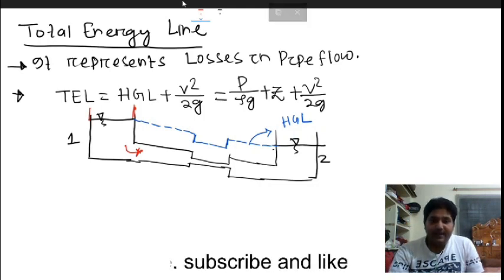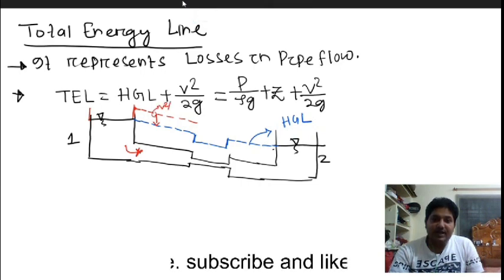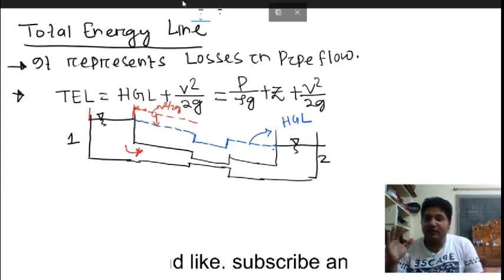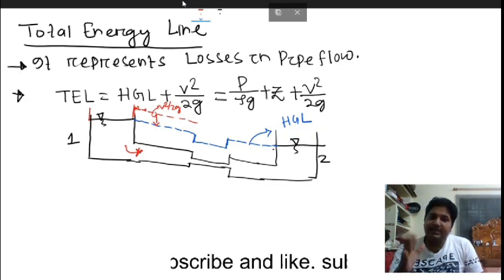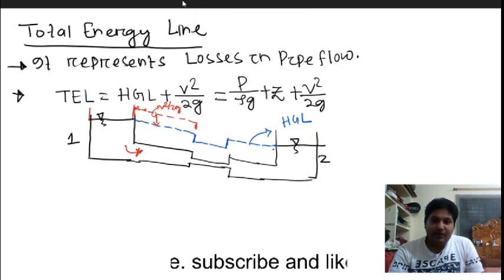So if you draw the total energy line and add all these points, this magnitude will be V square by 2g. If you add V square by 2g, you get all these points and you join them. At various sections of the pipe, you find the velocity head at that section and add the kinetic head at that section. So what will happen? This is falling in nature and there will be a sudden drop. Why this sudden drop?